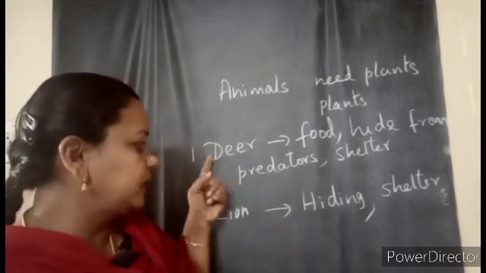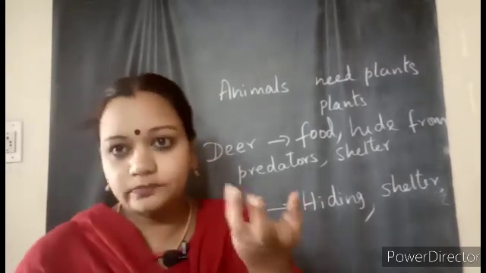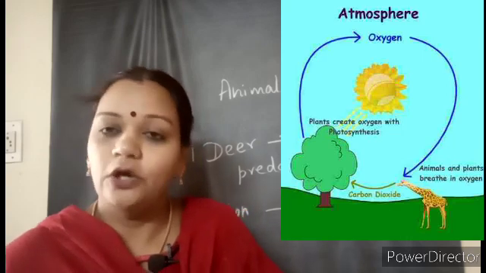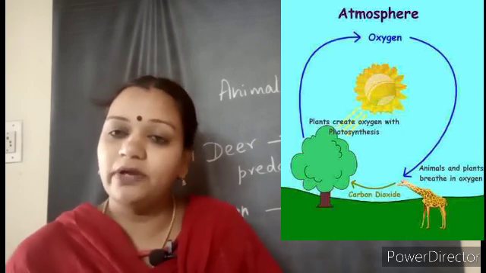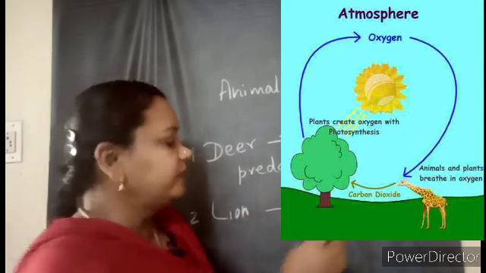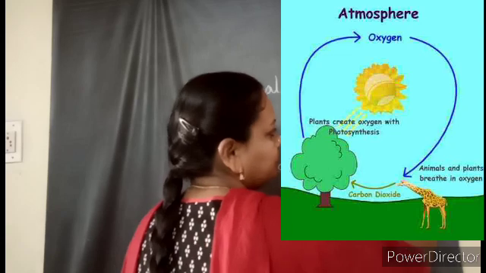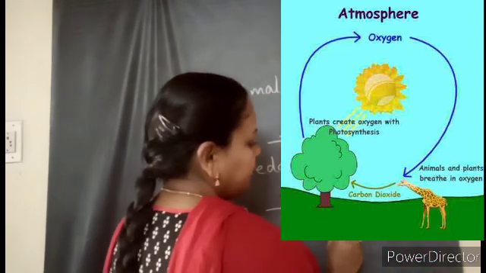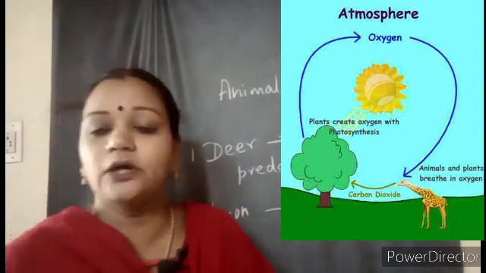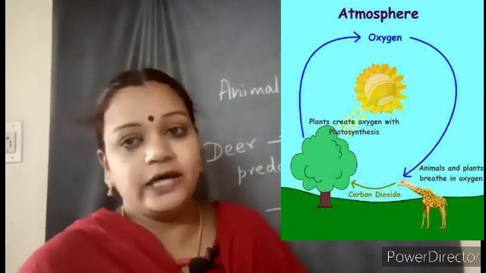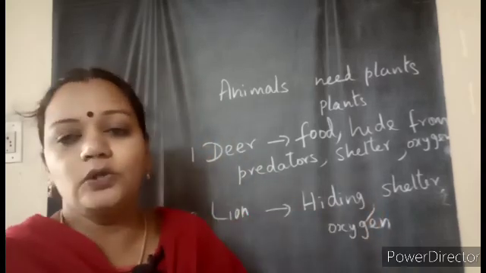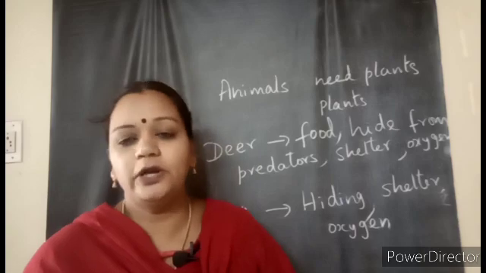Also, if we talk about the deer or lion, both of them have to breathe. All animals breathe. They need oxygen. From where will the oxygen be available for them? From the plants which are there in the forest. So they will depend on plants for getting oxygen. Not only hiding, not only shelter, not only food directly. Indirectly, even the lion, if deer is not there, rabbit is not there, will not get food. So they are also depending on the plants.